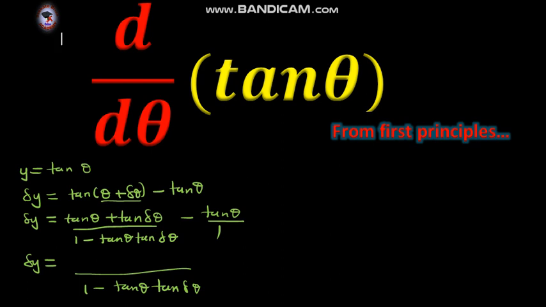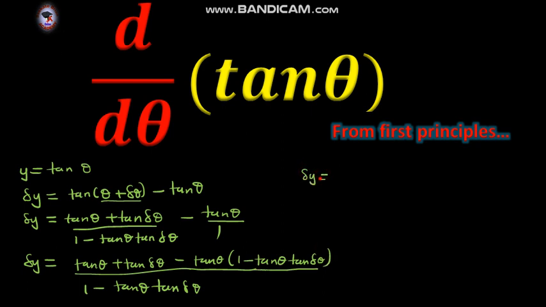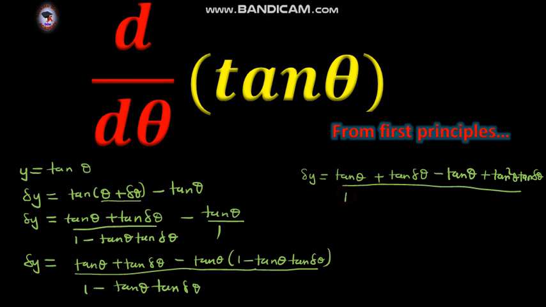Now we divide by the denominator and multiply by the numerator, and we shall have tan theta plus tan of the small change in theta, minus tan theta times (1 minus tan theta tan of the small change in theta), divided by 1 minus tan theta tan of the small change in theta. Upon expanding, the small change in y is tan theta plus tan of the small change in theta, minus tan theta plus tan squared theta tan of the small change in theta, divided by 1 minus tan theta tan of the small change in theta.